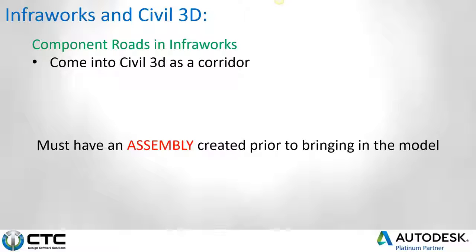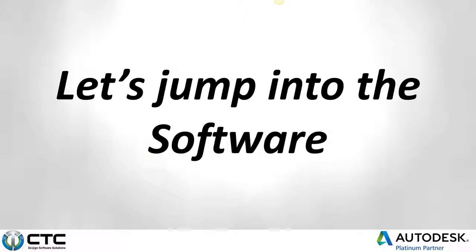If I have a complex corridor where it's dividing things up, it's going to be one region, one design all the way through. I'll have to come through later and modify, put some conditionals in there, put in some targeting along that line. But it will now come in as a corridor. You just need an assembly to assign to it as you're bringing it in. It will use the alignment and profile from Infraworks, but I need the assembly to complete the corridor. So with that, let's go ahead and jump into the software.